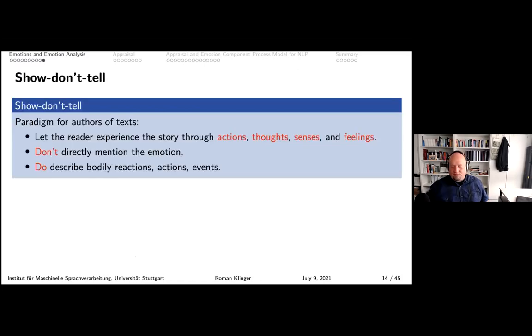This also brings me to the first phrase of the title of my talk, "show, don't tell". This is a paradigm for authors of art, texts like novels or poems or pieces of art. And this tells authors that they should let the reader experience the story through actions, thoughts, or senses and feelings. So a text of a higher quality does not directly mention emotion, but actually does describe bodily reactions, actions, events, and such things. And this also motivates us that we want to bring together event descriptions and emotions.